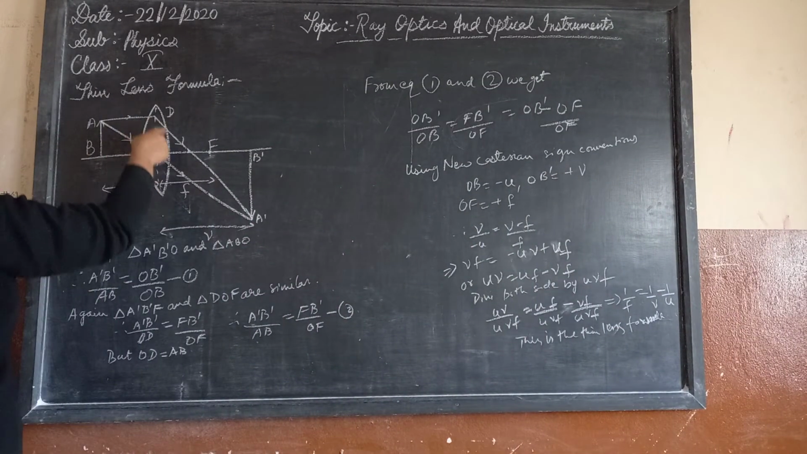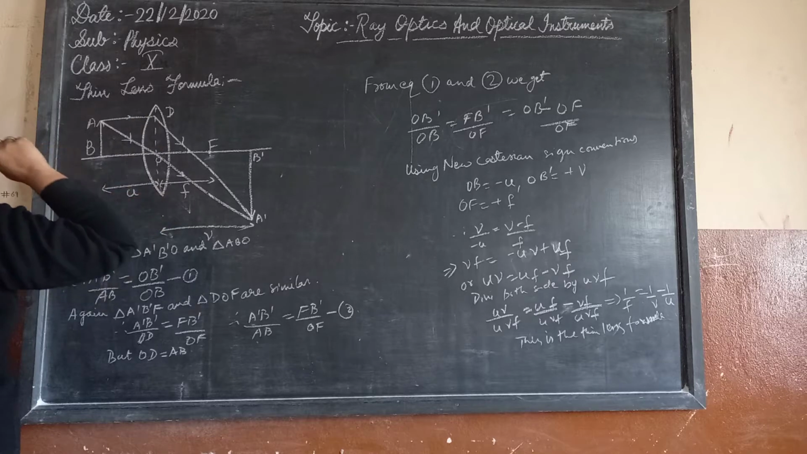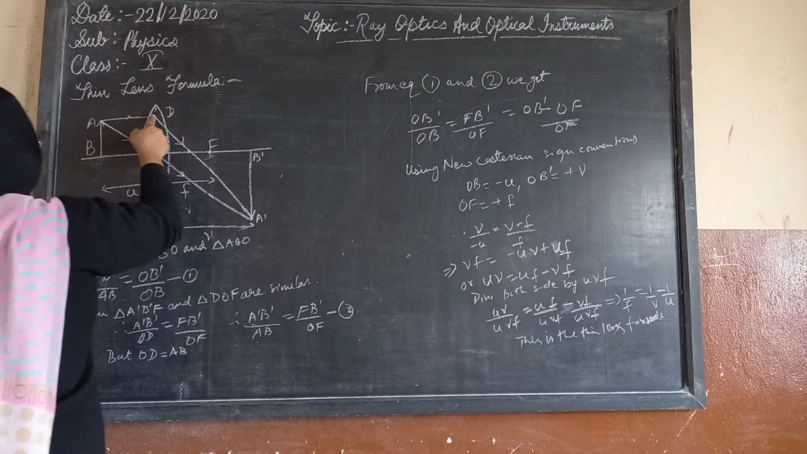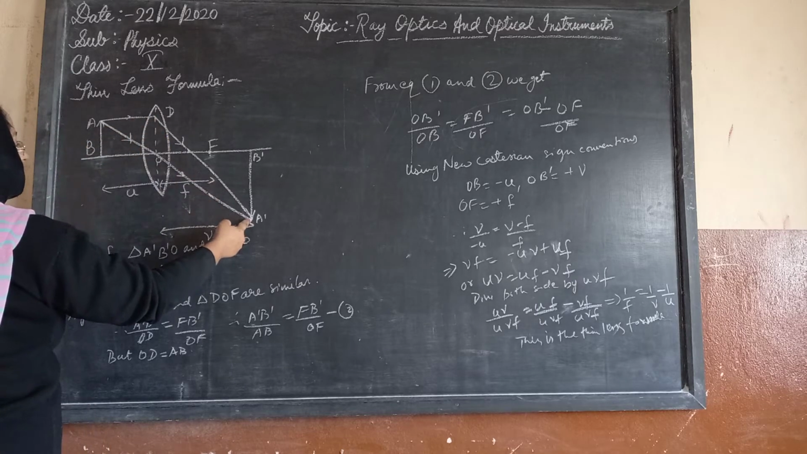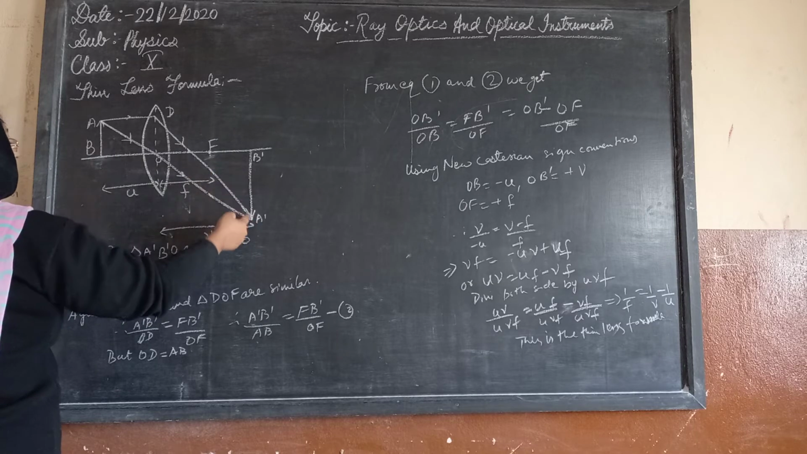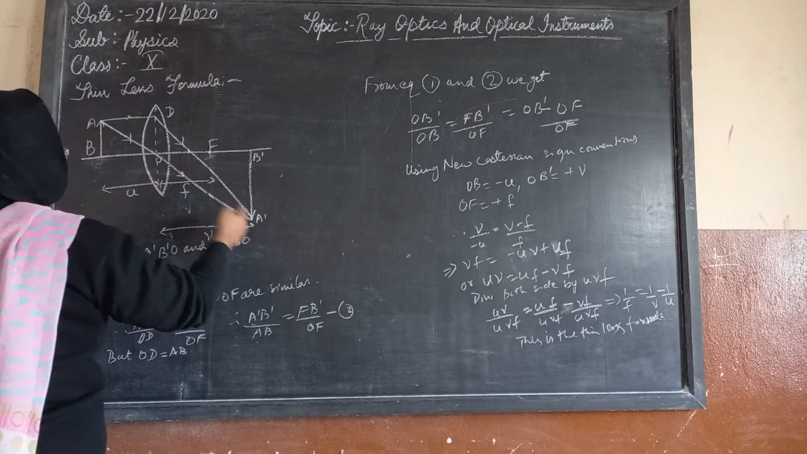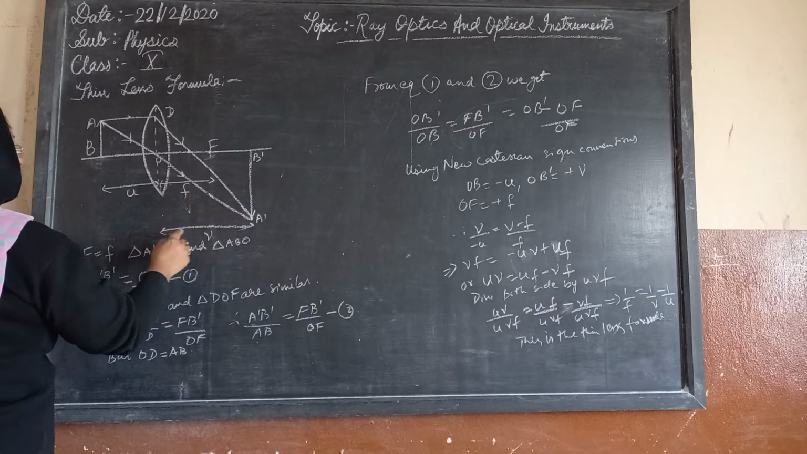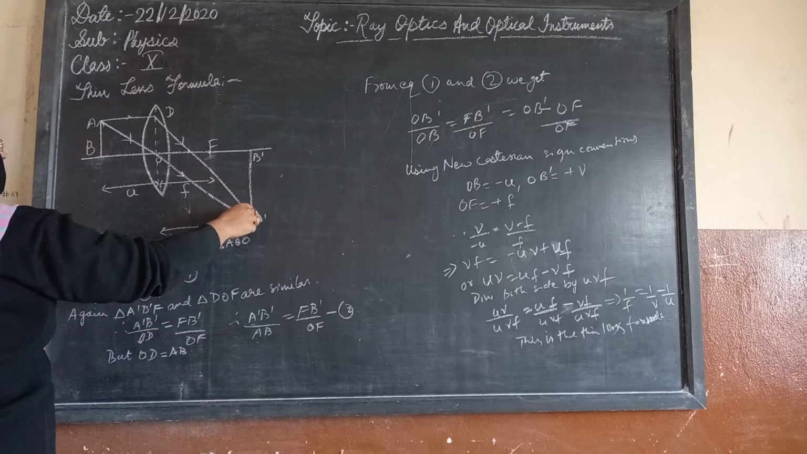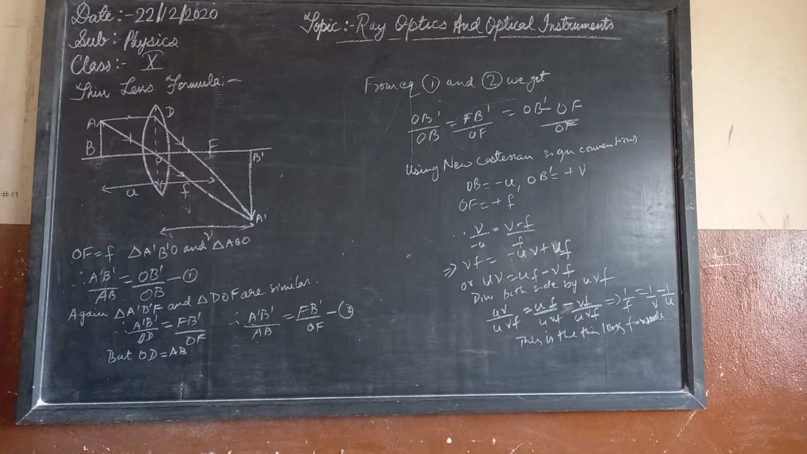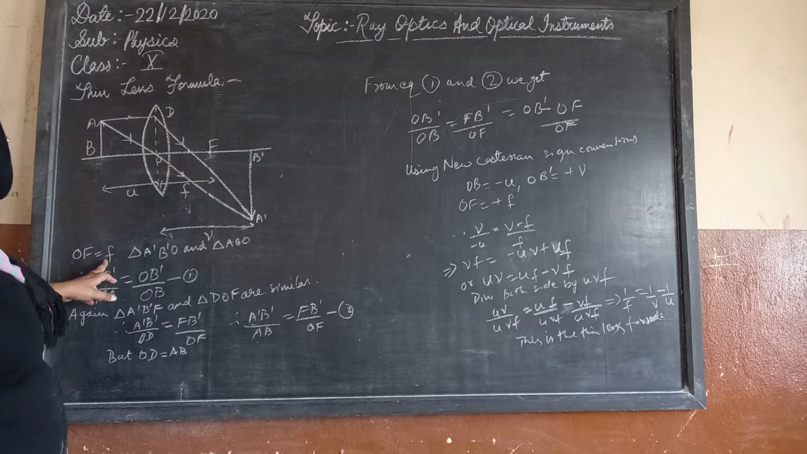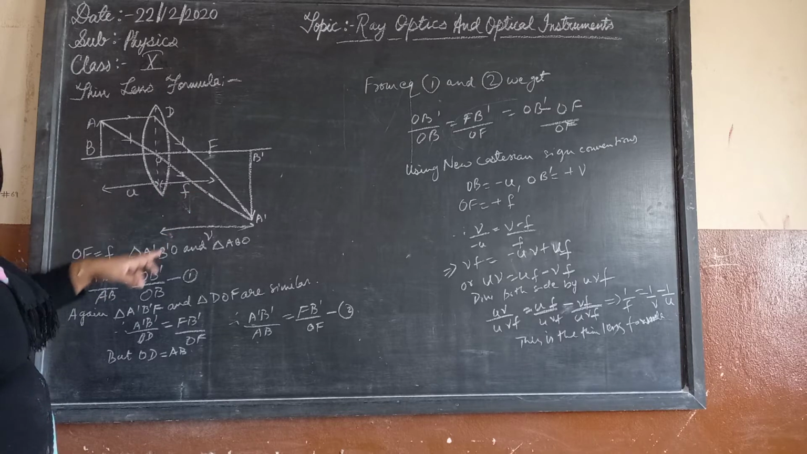There is a lens, we have taken a convex lens into action, and the ray is passing through it and making an image on the opposite side of the lens, bigger than the object itself, inverted and real. We have taken the OF value, this is O to F, as f itself.